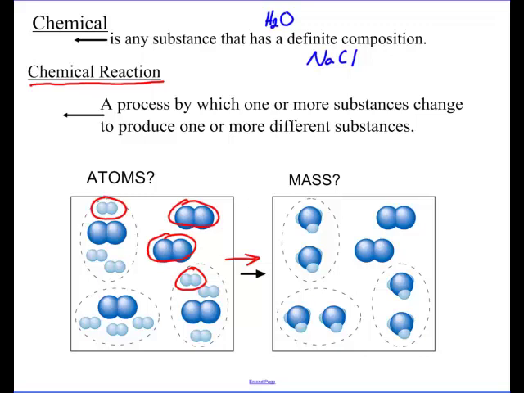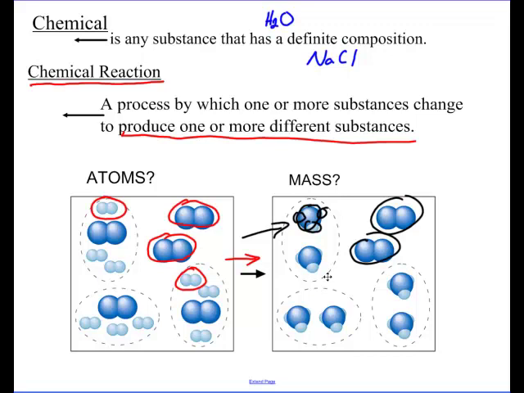Now, if you look at the definition, if we produce one or more different substances, that is a new substance. Now, in a chemical reaction, not all of these spheres right here have reacted, but some of them reacted to make this new thing. Look at this. This is made up of three little spheres and one large sphere. So we've made some new substance. Now we still have a couple floating around that didn't react, but that's okay. That's something we'll deal with a little bit later. But something over here has combined to make something over there. That's the definition of a chemical reaction.